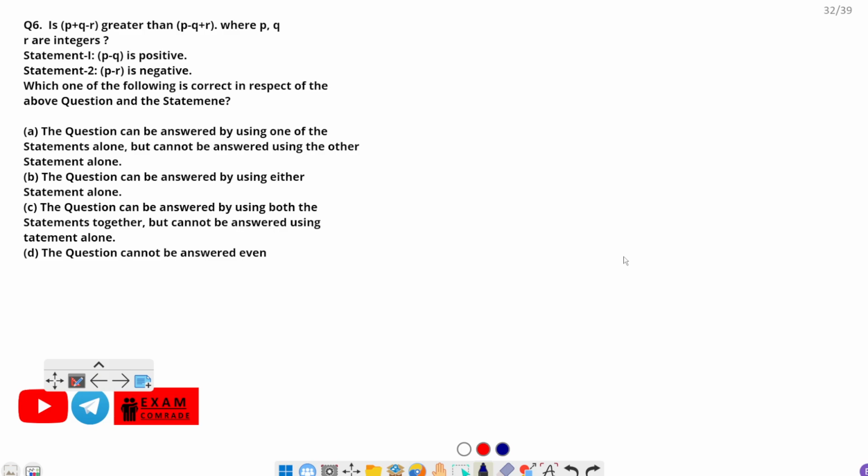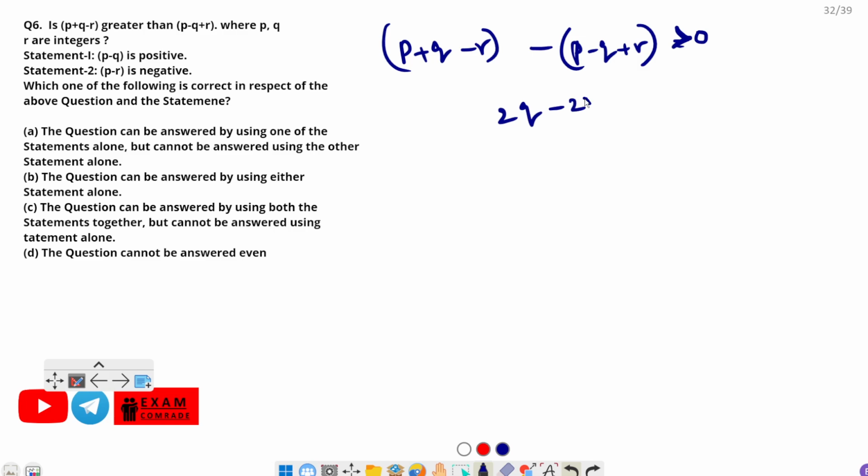p plus q plus r minus p plus q minus r is greater than p minus q plus r, where p, q are integers. So p plus q minus r minus p minus q plus r is greater than 0. Okay, p is cancelled out. q minus q is 2, 2q minus 2r is greater than 0. That implies q minus r greater than 0.